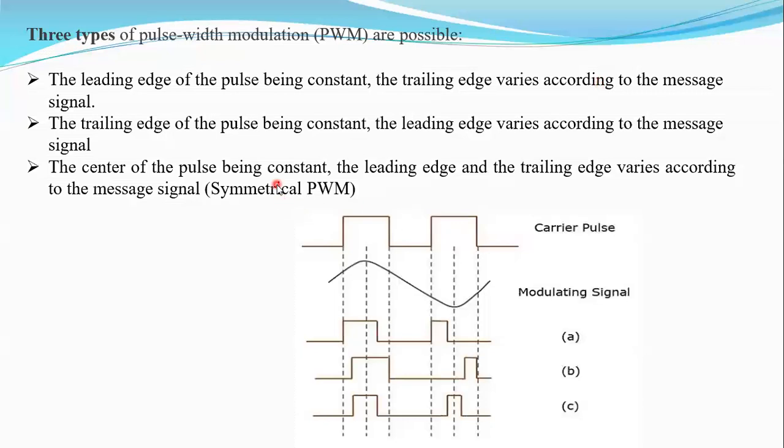So here we have 3 different types of pulse width modulation possible. The first one is leading edge, the second is trailing edge, and the third is center of the pulse being constant. So let us see what this is. First, the leading edge of this pulse being constant, the trailing edge varies according to the message signal. Whereas in trailing edge, the leading edge will be varied according to the message signal. And for the center of the pulse, that means this portion, the center of this pulse being constant, the leading edge and the trailing edge vary according to the message signal.